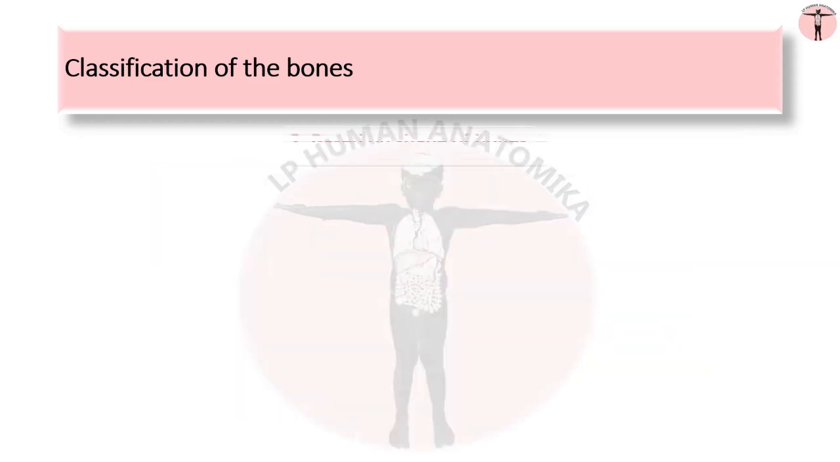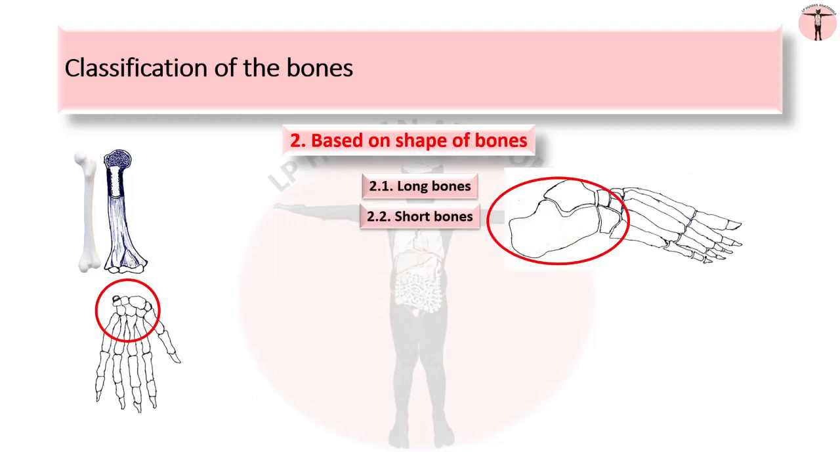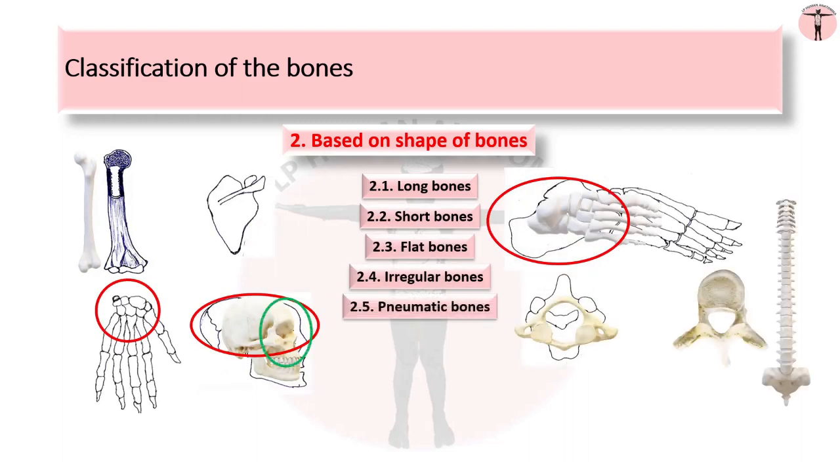In the second group of classification based on the shape, the bones are further classified into long bones, short bones, flat bones, irregular bones, pneumatic bones, sesamoid and accessory bones. Let us see the brief details of all these subclassifications of bones.